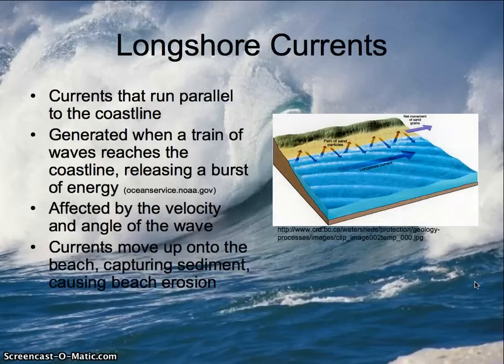Longshore currents run parallel to the coast. A longshore current is generated when a train of waves reaches the coastline and releases a burst of energy, and it's affected by the velocity and angle of the wave. Anytime you've been at the beach and you've seen a train of waves coming into shore, that's a longshore current. These currents move up onto the beach, capturing sediment and causing beach erosion.